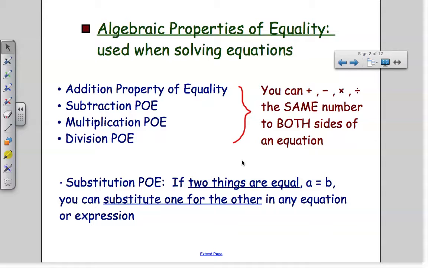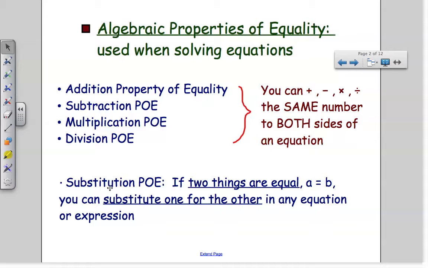Now, what each of these say, and these are the steps you did when you solved every equation last year, is that you can add or subtract or multiply, divide, as long as you're doing the same number on both sides of an equation. That's what these properties of equality tell you. If you decide you're going to add 2 on both sides, you're doing addition property of equality. If you decide you're going to divide by 4 on both sides, you're doing division property of equality. It's saying you can add or subtract or multiply or divide, same number, both sides. You used these last year all the time.